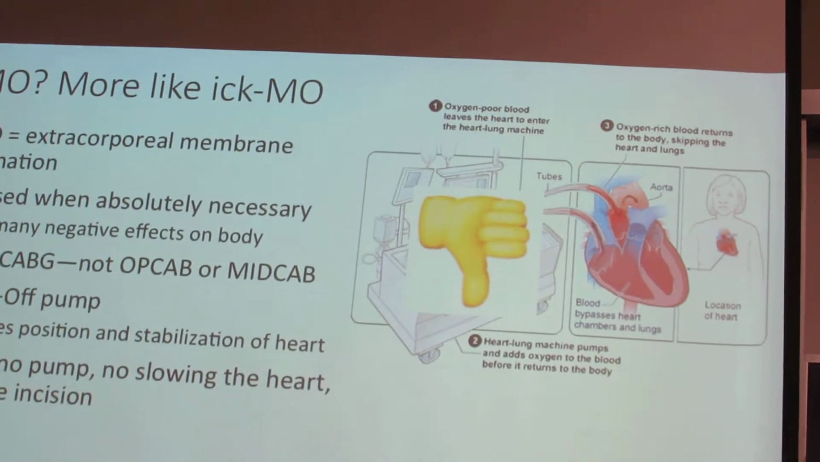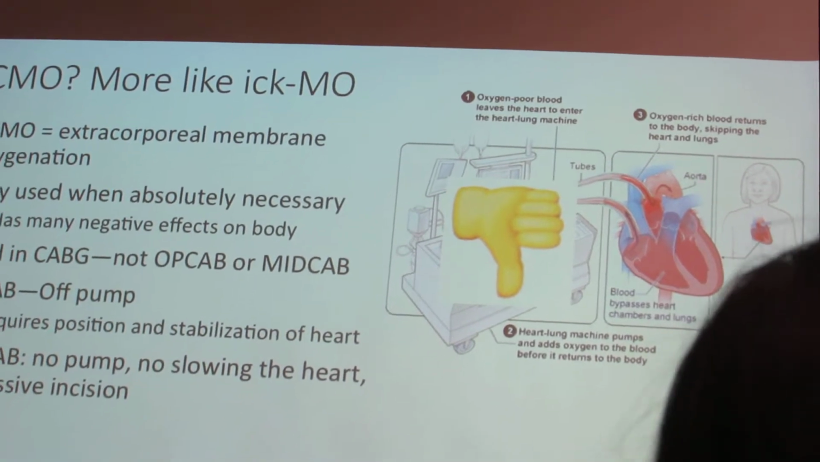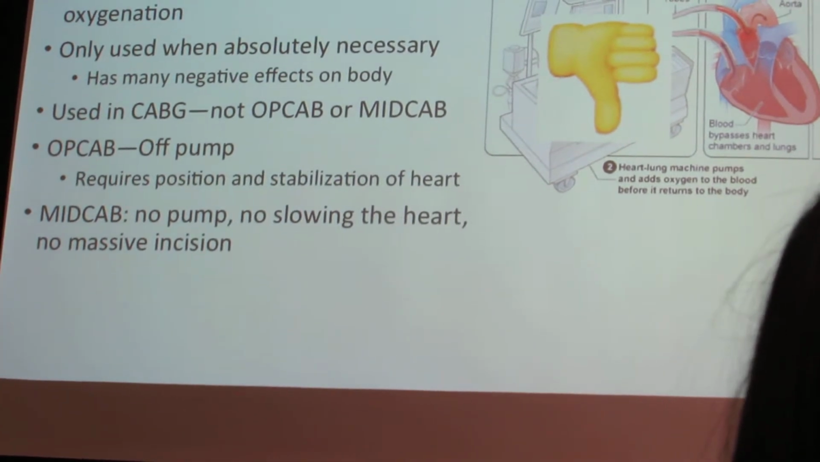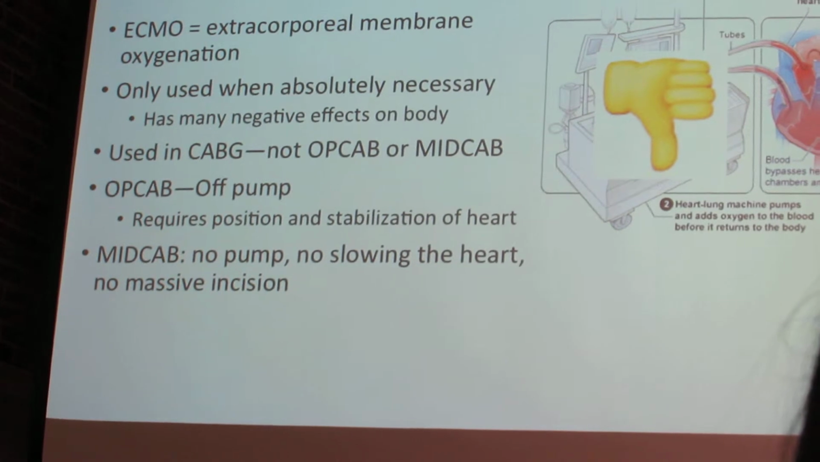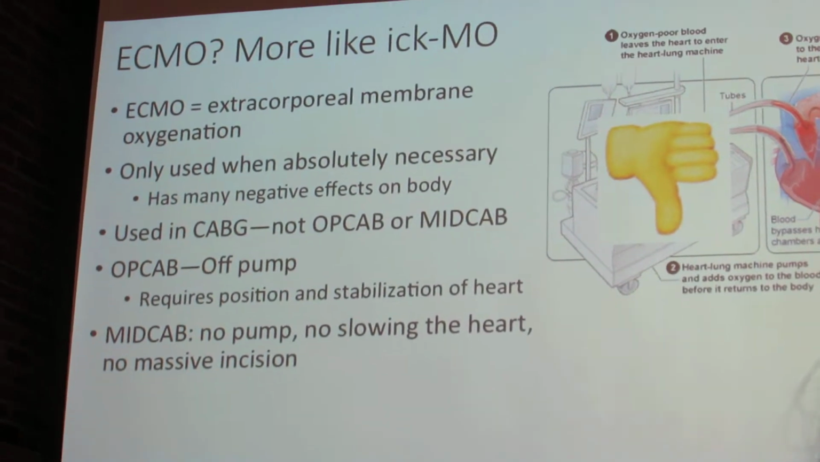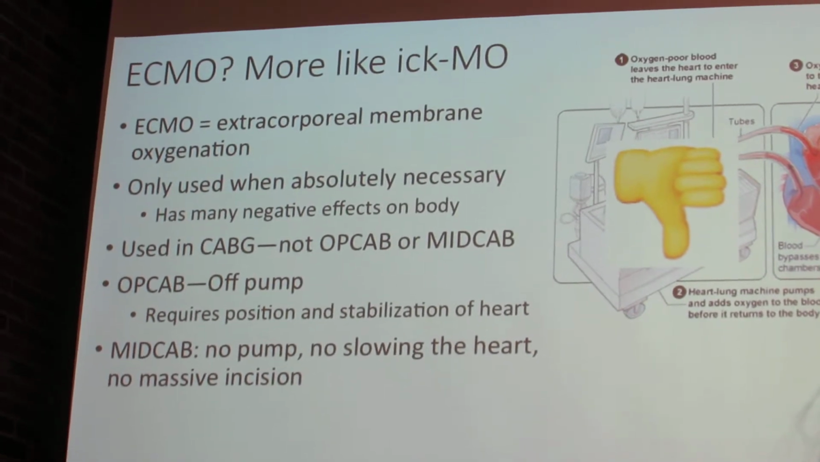And as far as off-pump CAB, yeah, you're off the pump, but you're still doing up to 4 things. So this heart's going nuts in your chest cavity, just beating all over the place. So you're going to have a hard time sewing in these tiny little vessels and so on. So it requires positioning and stabilization of the heart. We talk about this a lot. We're not going to talk about it a lot. So mid-CAB is minimally invasive. There's no pump. There's no slowing of the heart, and there's no massive incision.